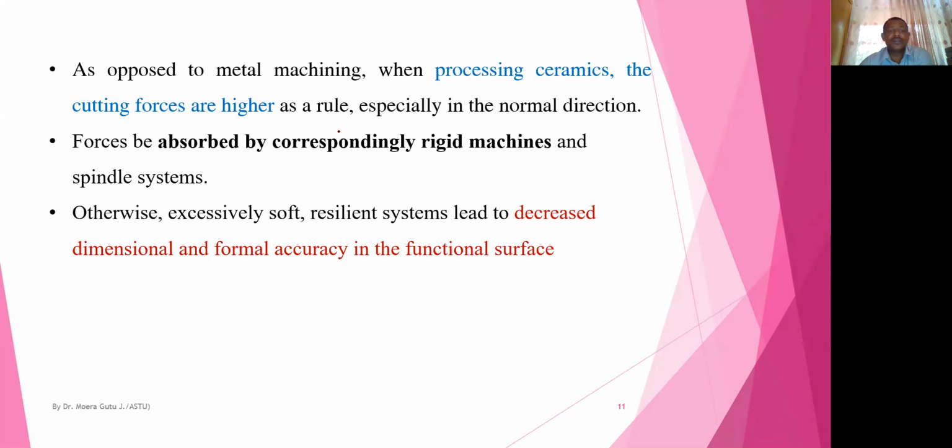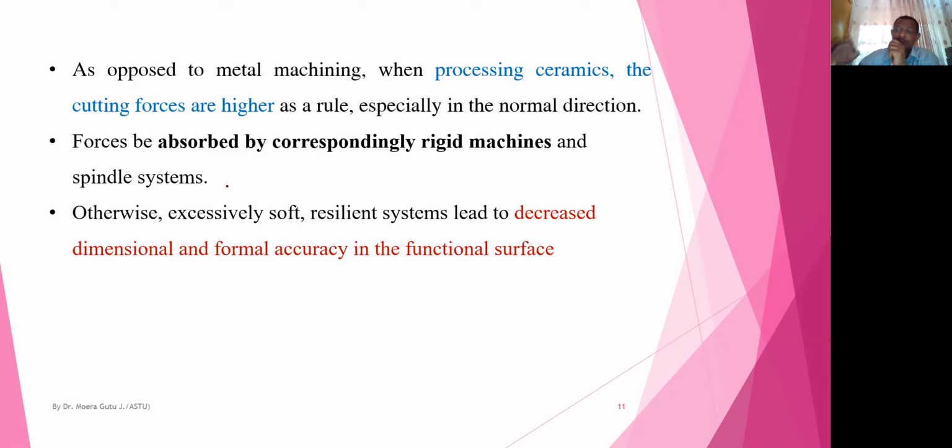As opposed to metal machining, when processing ceramics the cutting forces are high. In machining ceramics, the cutting forces are very high due to the hardness of the materials, which is opposite to machining metals, which are ductile, especially in the normal direction. The force must be absorbed by correspondingly rigid machines.